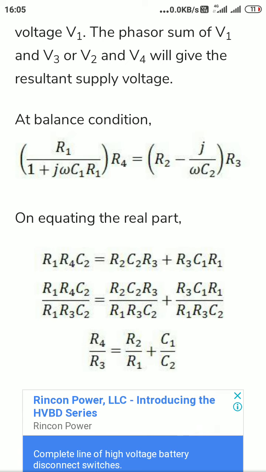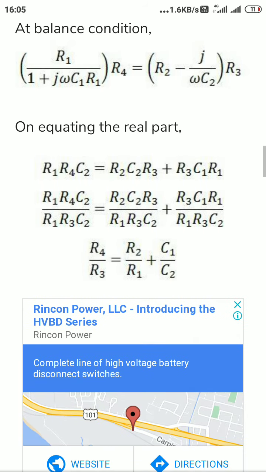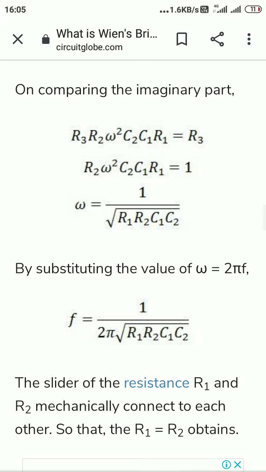When we divide both sides of the equation by R1 R3 C2, then we get R4 upon R3 equal to R2 upon R1 plus C1 upon C2. On comparing the imaginary part, we get R3 R2 omega square C2 C1 R1 equal to R3. Hence R2 omega square C2 C1 R1 equal to 1, and we get the value of omega equal to 1 upon square root of R1 R2 C1 C2.